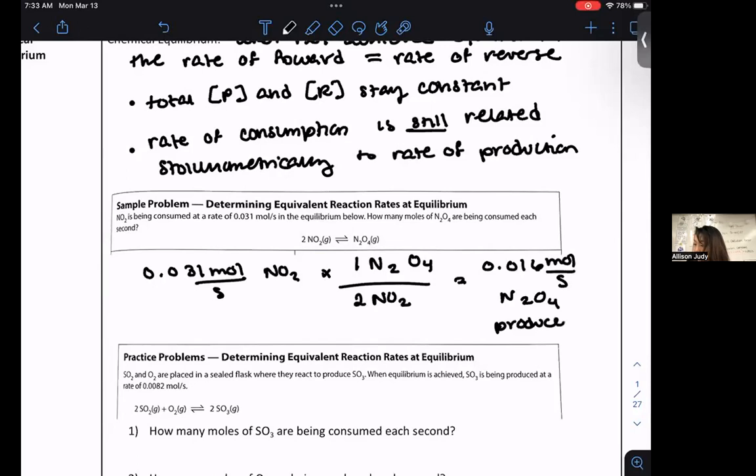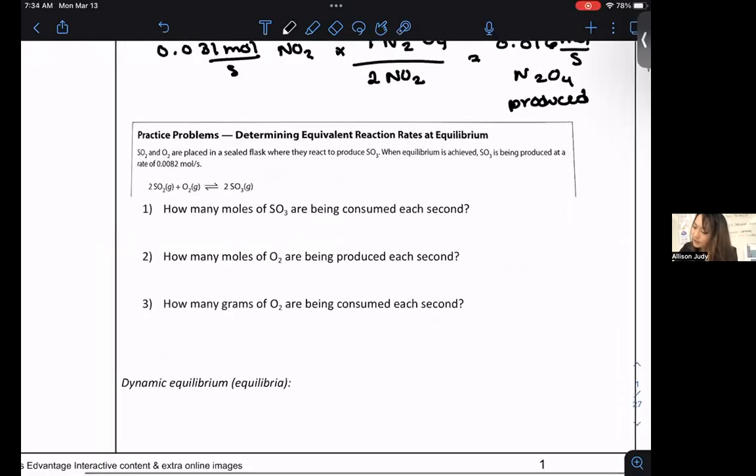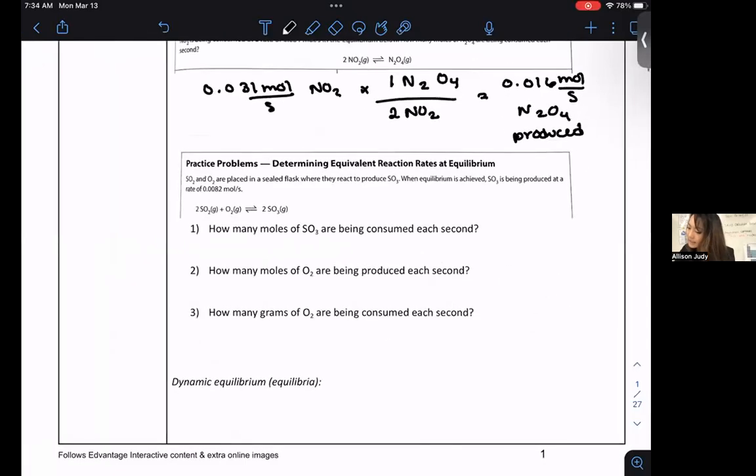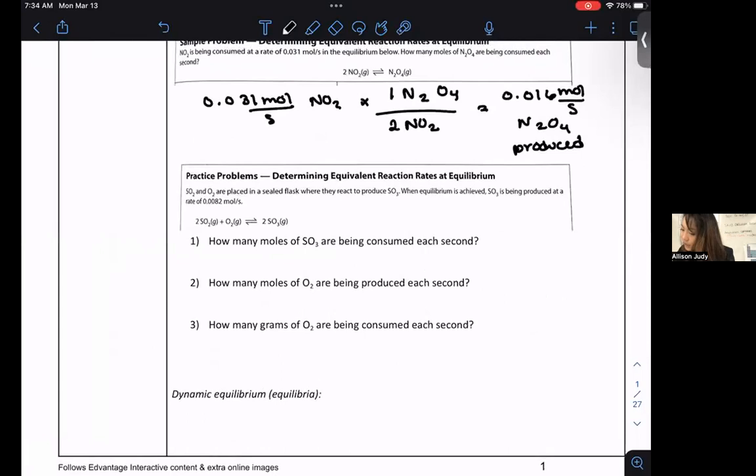And if you're like, doesn't this just seem like kinetics? Yeah, it is. And what we're saying is that now we're not just talking about kinetics forward, but we're also talking about kinetics backward. Two kinetic directions happening at the same time, right? But a lot of the mathematical principles so far are very familiar. Okay, so this next one, SO2 and O2 are placed in a sealed flask where they can react to produce SO3.